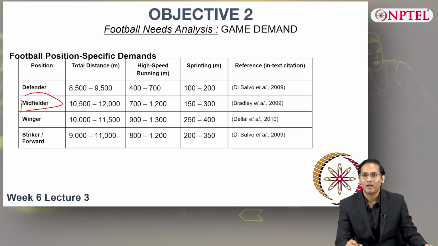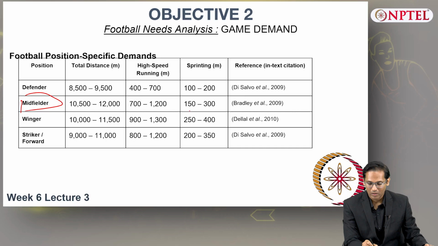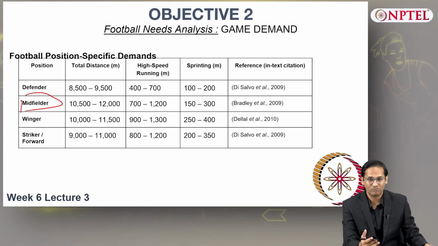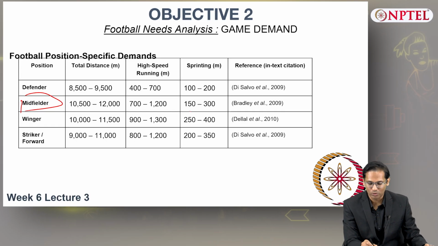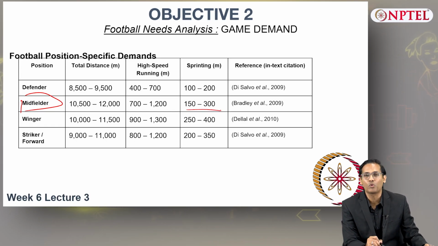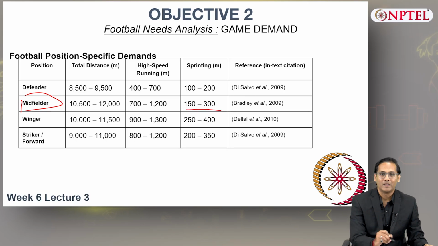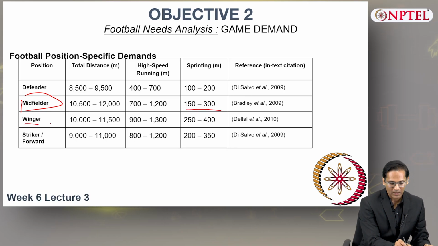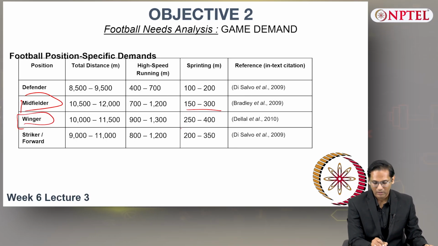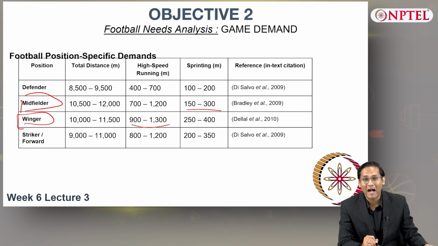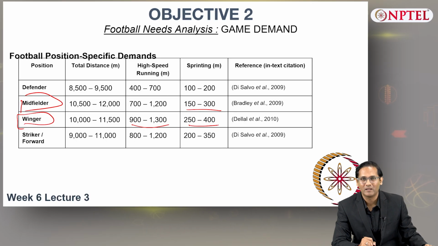Then sprinting, that is running greater than 25 km per hour. At that intensity, the total distance covered is 150 to 200 meters. Now consider the winger. At the winger position, maximum high speed run and maximum high sprint repeatability is demanded.